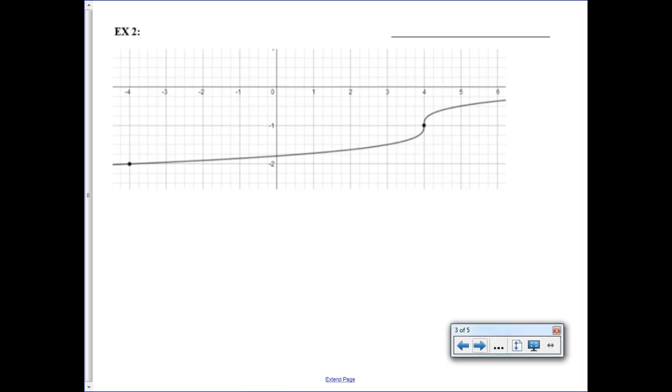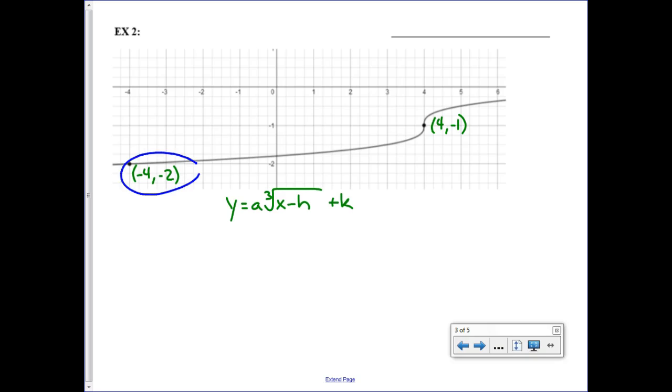Looking at this one, it doesn't look like a square root to me. It looks like it's probably a cubed root function. And so I'm going to follow the same process though. I see that I have this point 4, -1. That looks like that vertex point, that middle point. And then I have -4, -2. So my parent function is a times the cubed root of x minus h plus k. So I'm going to go ahead and put everything in at once, but I can plug in my random xy point that I found over here.